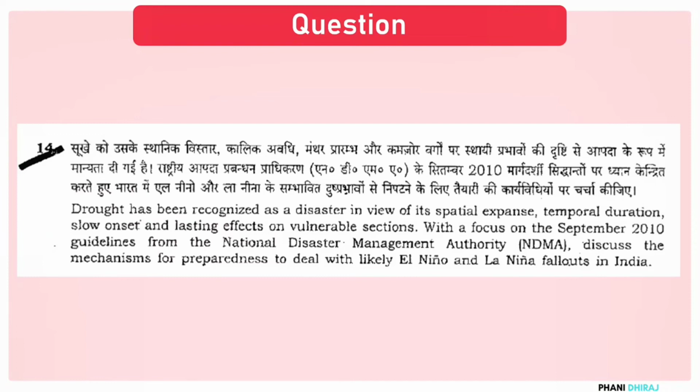Coming to question number 14, drought has been recognized as a disaster in view of its spatial expanse, temporal duration, slow onset and lasting effects on vulnerable sections. With a focus on September 2010 guidelines from the National Disaster Management Authority (NDMA), discuss the mechanisms for preparedness to deal with likely El Nino and La Nina fallouts in India.